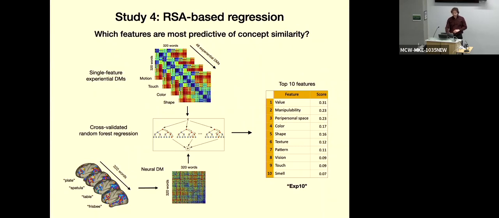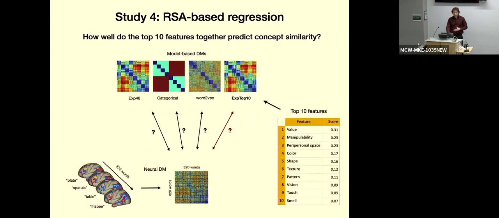And then we created an experiential model based only on these 10 features and ignored all the other 38. So we call this the X top 10 features. And now we want to see how well this model based on the top 10 features explains the neural similarity structure of concepts relative to the other models that we tested before.